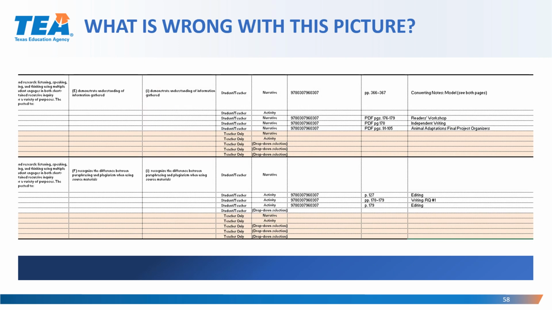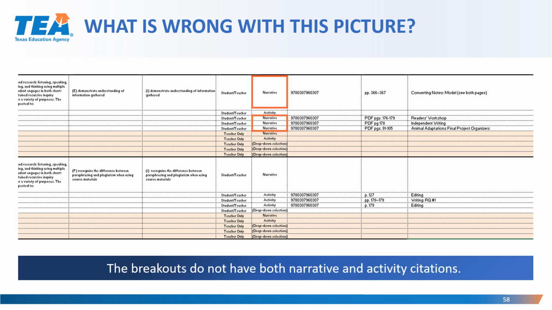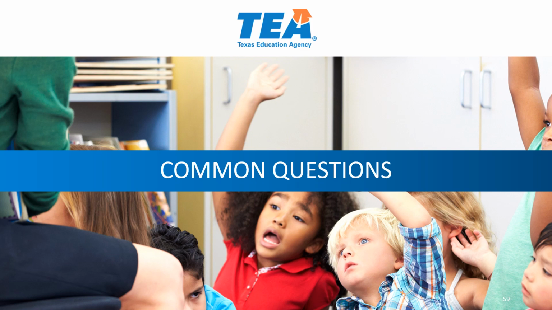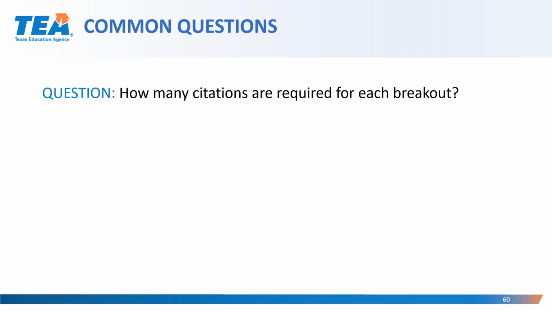And finally, what's wrong with this one? If you got it right, you're already a pro. We have 4 narrative citations for the first breakout and no activity. And there are 3 activity citations for the next breakout with no narrative. Hopefully you got all of these correct, but if you didn't, please go back and review the correlations section of this training. Now let's end with some answers to some commonly asked questions.